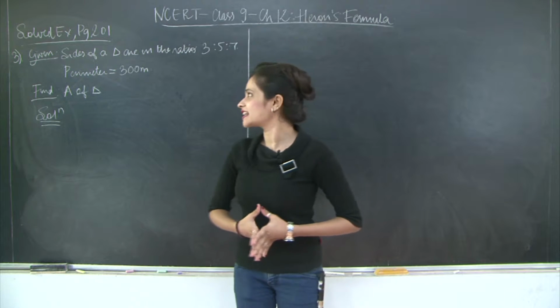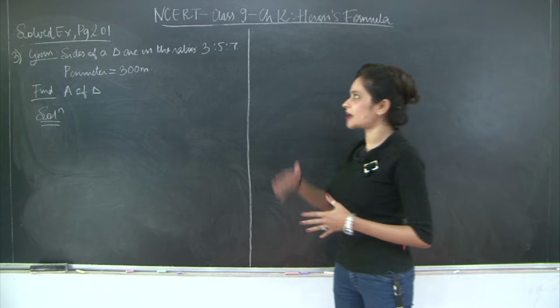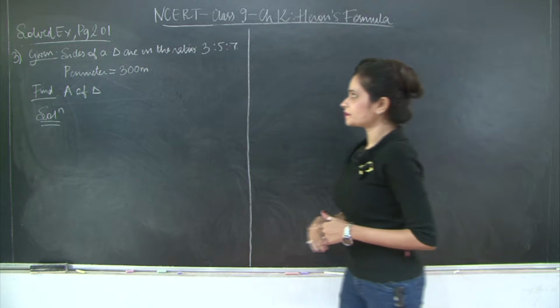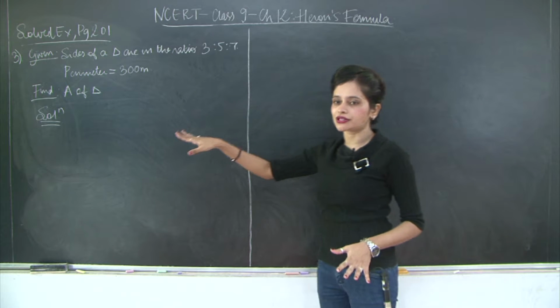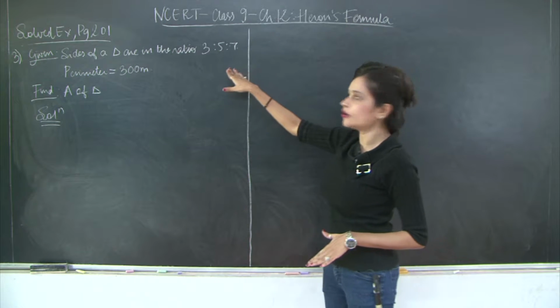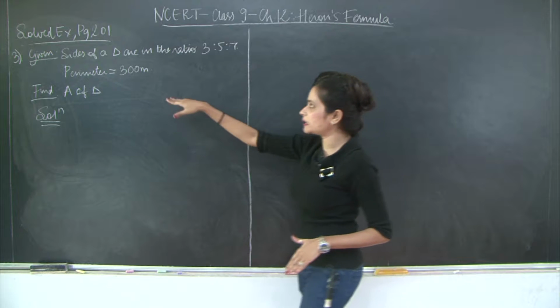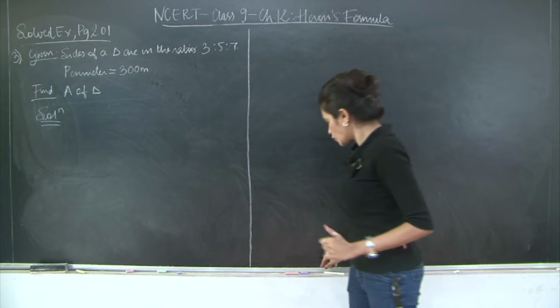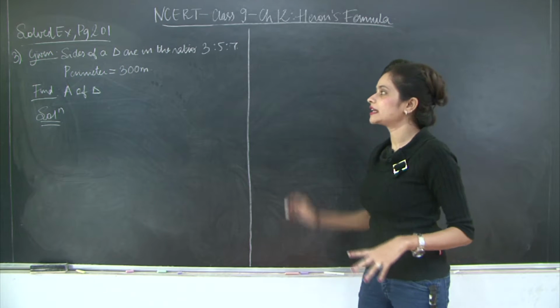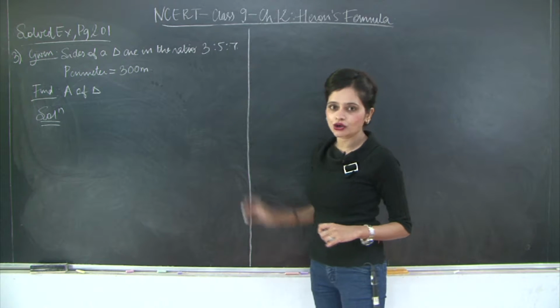Hello students, let us take a look at the third solved example of chapter 12, Heron's formula. Here we've been given the sides of a triangle in the form of ratios. The sides of the triangle are in the ratio 3:5:7 and the perimeter is 300 meters. You need to find the area of the triangle. So how do you find the area of a triangle given the perimeter and the ratio of the sides?